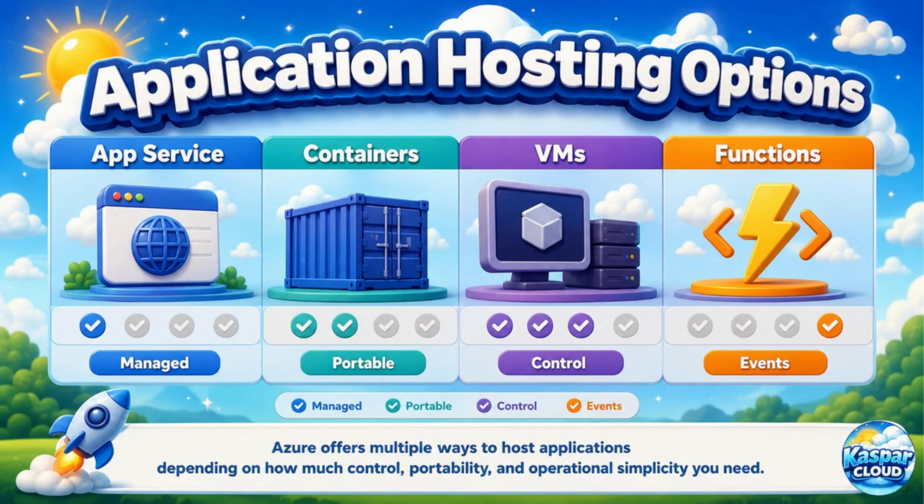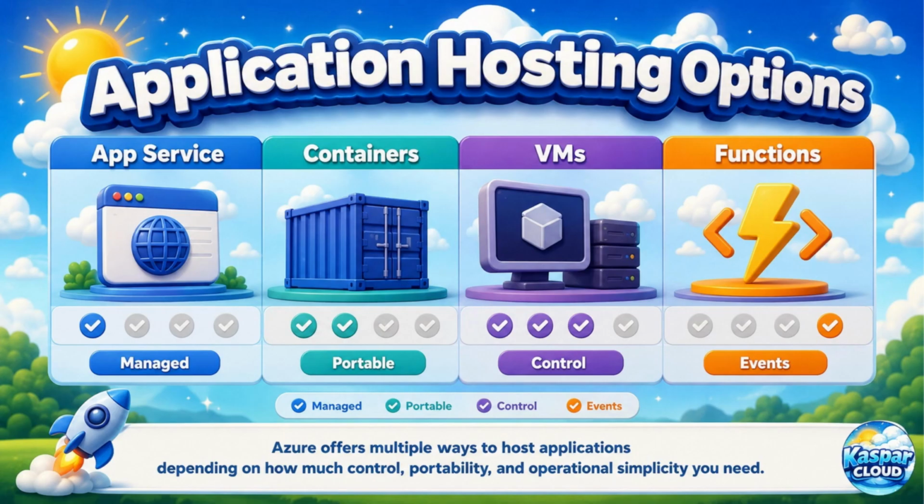Azure offers several ways to host applications, and each option fits a different operational need. Azure App Service is a managed platform for web apps, APIs, and mobile backends, where teams want less infrastructure management. Containers are useful when applications need portability and consistent packaging across environments. Virtual machines provide maximum control over the operating system and custom software, but require more administration. Azure Functions is ideal for event-driven logic and serverless execution.